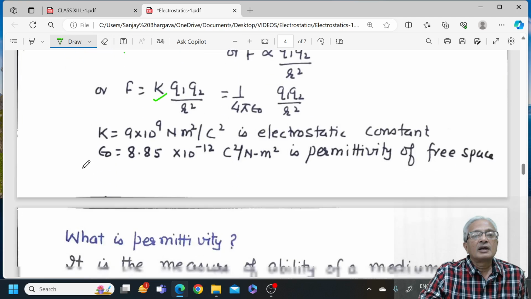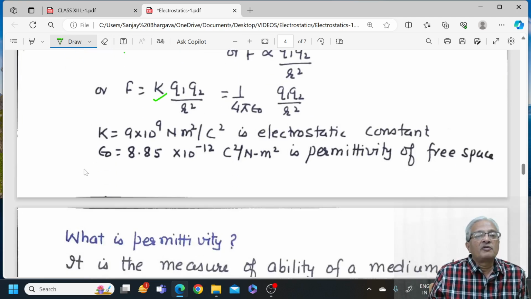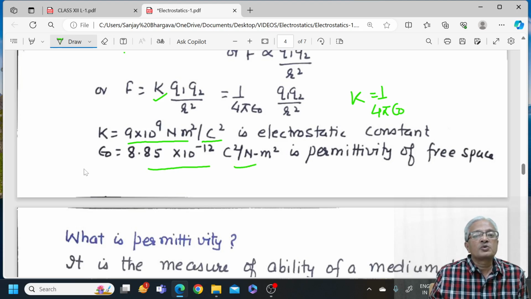What is K here? K is the electrostatic constant with a value 9 into 10 raised to power 9 Newton meter square per Coulomb square. K can also be written as 1 upon 4 pi epsilon naught. And what is epsilon naught? It is 8.85 into 10 raised to power minus 12 Coulomb square upon Newton meter square. It represents the permittivity of free space, that is, vacuum.